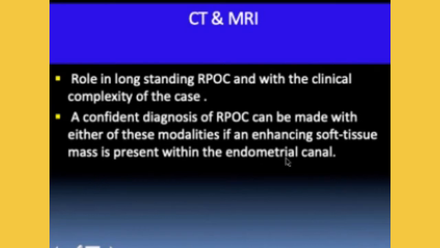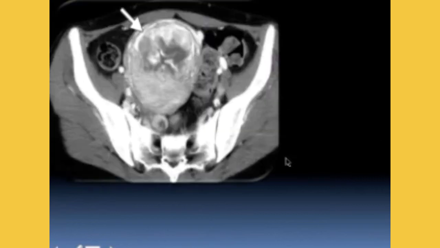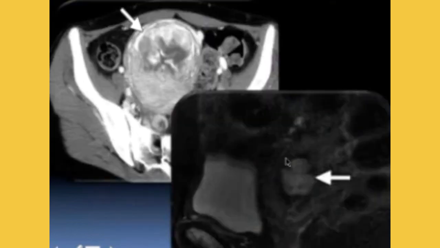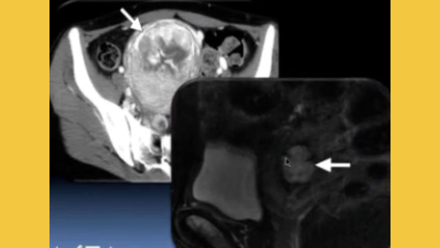A confident diagnosis of RPOC can be made with either of these modalities if we are seeing an enhancing soft tissue mass within the endometrial canal. So why does this enhancement occur? The enhancement occurs because the vascularity is increased, so it takes up more of the contrast. So we have an enhancing mass like this on CT scan, or in the MRI here, we are seeing a quite defined nodular enhancing mass.